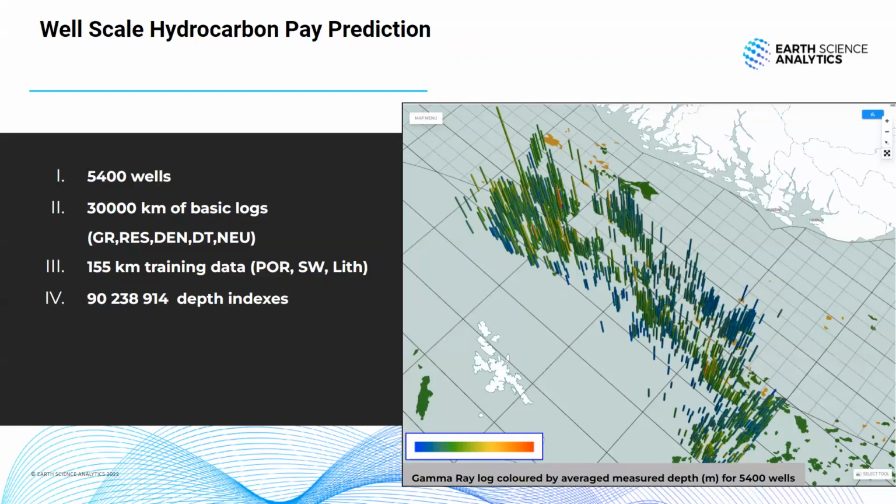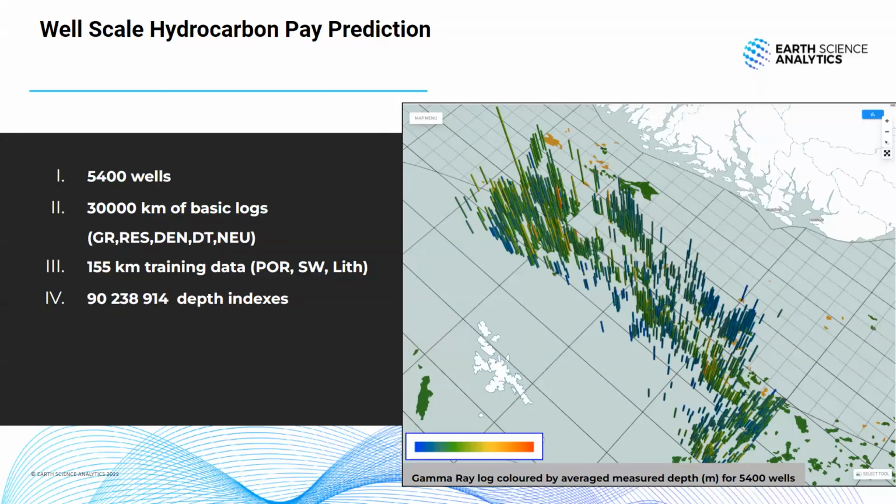There was approximately 30,000 kilometers of basic logs used for this pay prediction. The usual log suites: gamma ray, resistivity, density, DT, and neutron. There was about 155 kilometers of training data. These are CPIs for porosity and water saturation. And in total, there were around about 90 million depth indexes for this project. So this was a true big data project.